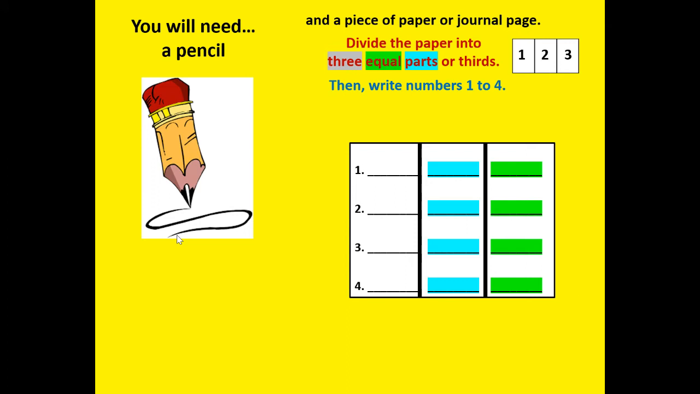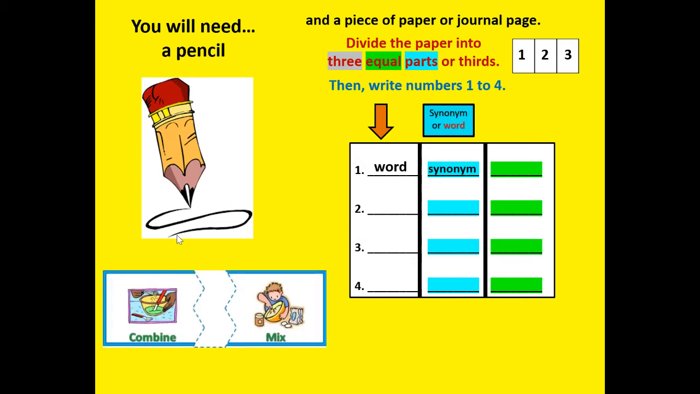Then you're going to write numbers 1 through 4. And on each number, you're going to write the targeted vocabulary word. In the second column, you can write a synonym or a short definition of the word. And I will provide either a synonym or a short definition.